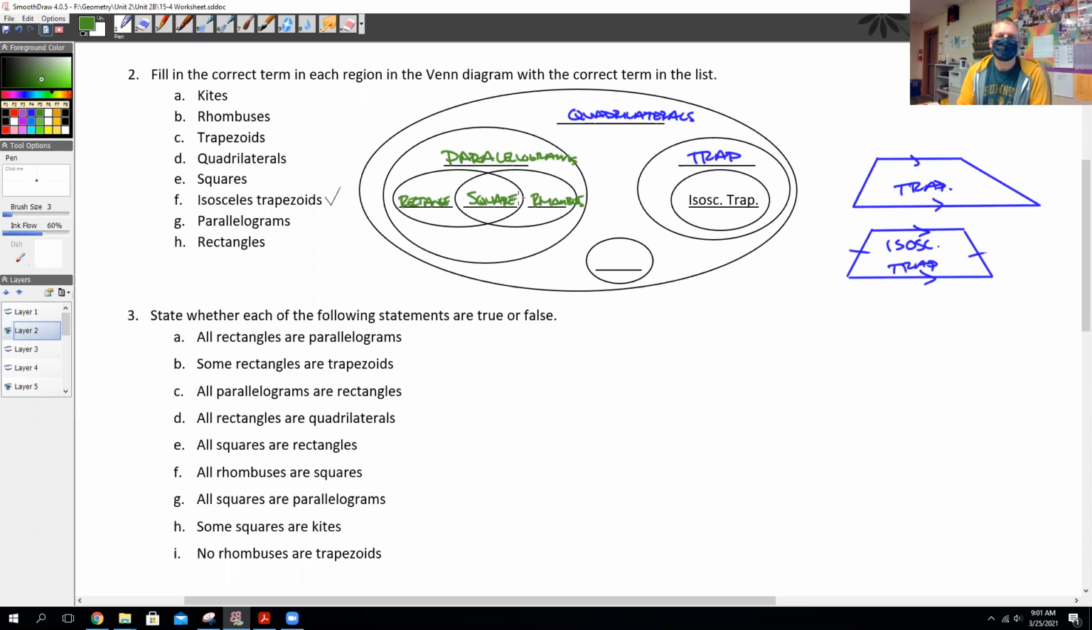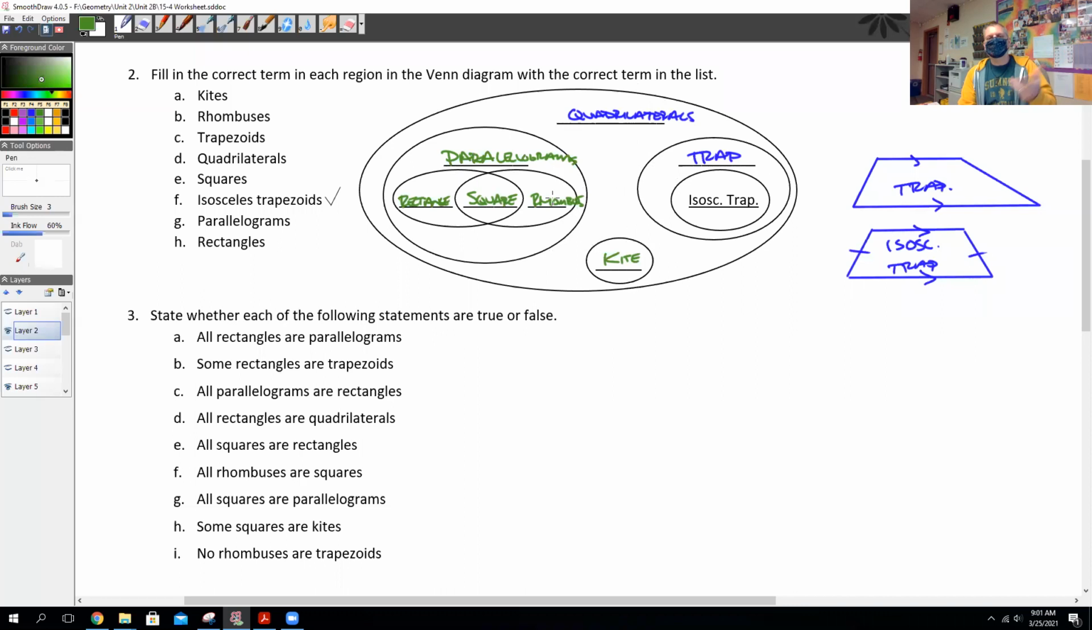Okay. And then what's our one thing that's left over? Kite. Okay. Yeah, poor kite. Kite's got some special characteristics on its own, but it just doesn't have a lot in common with all the rest of them besides the four sides, hence the quadrilateral. So here's how you can go through and read this.